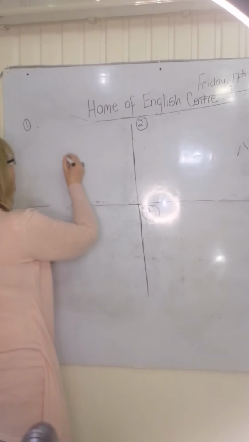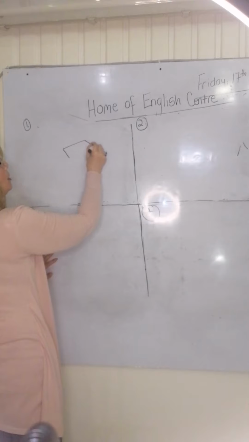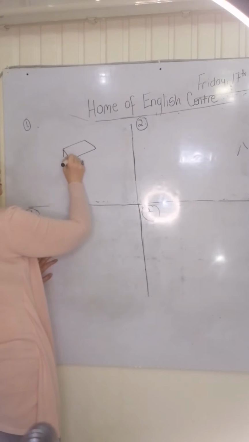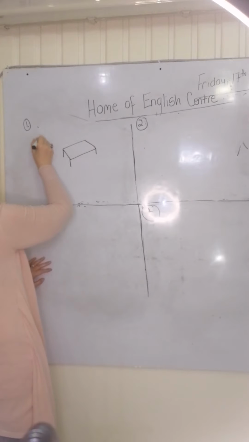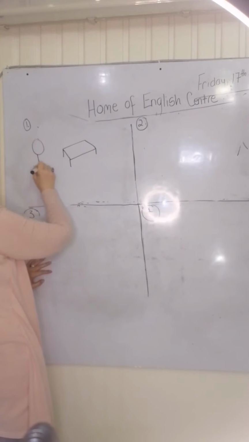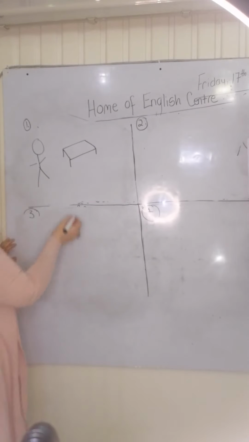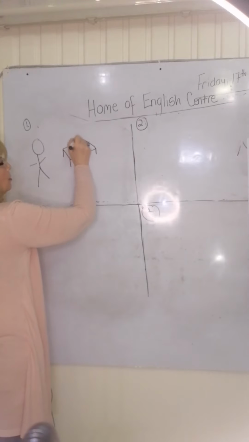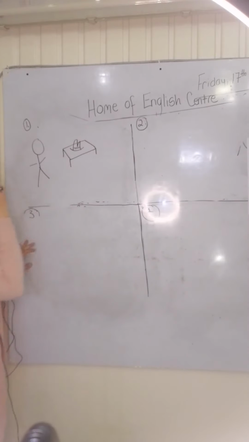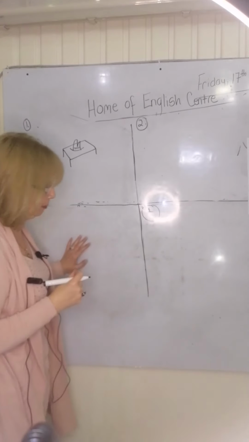Okay, now we're looking at actions that we do. Here is John, and John's hat is on the table. John will take his hat off the table.